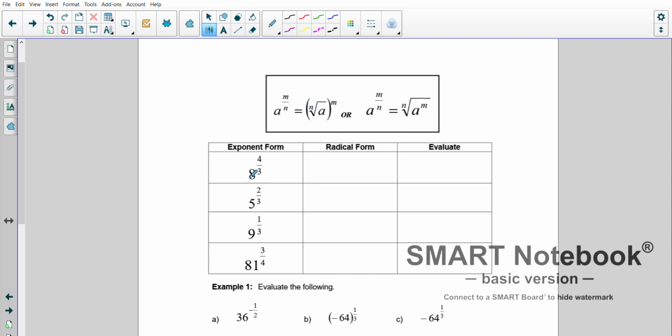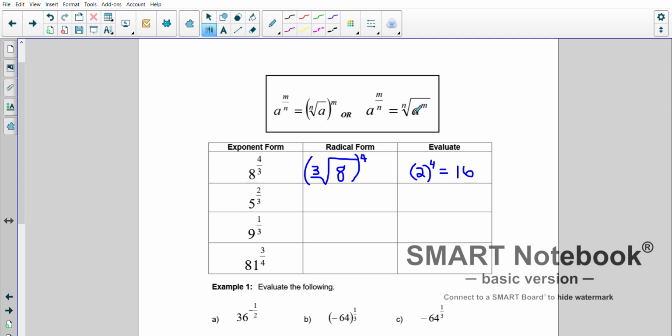So if I want 8 to the power of 4 over 3, what I'm actually going to look for is the cubed root of 8, and I'm going to use this version of the formula where I calculate that first, all to the power of 4. So there's the radical form. To evaluate this, the cubed root of 8, 2 times 2 times 2, is going to be 2 to the power of 4, which equals 16.